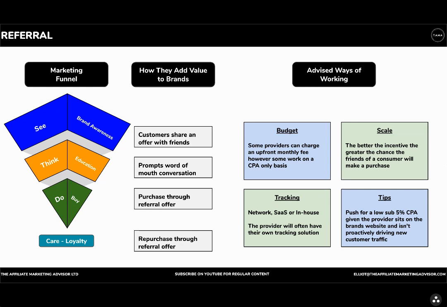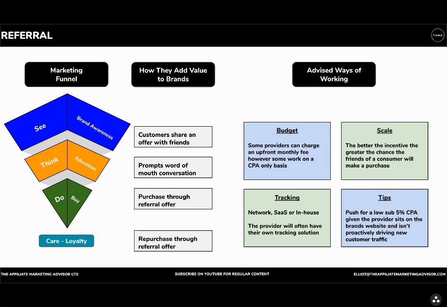So referral, we touched on this in slide 1. So in terms of brand awareness, customers can share an offer with their friends. After someone's purchased something, they can have an option to share a code with their social network or friends. Effectively that turns your customers into an affiliate. That can prompt word of mouth conversation about the brand and why the particular person who's now an advocate of your brand is sharing this code.